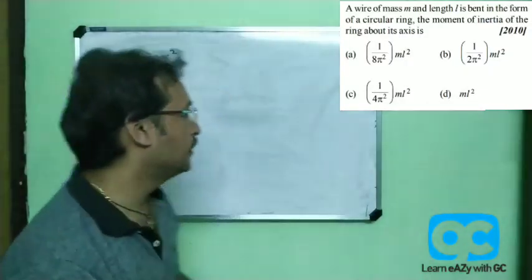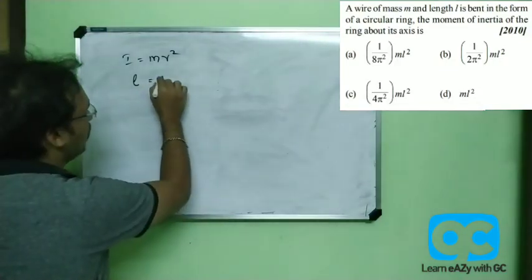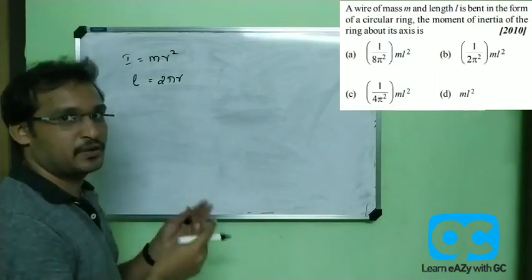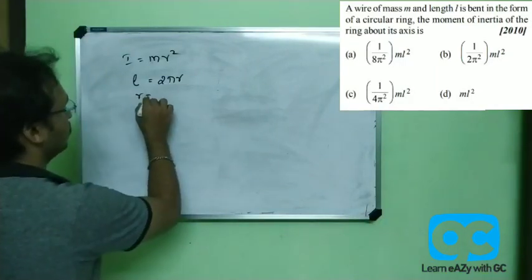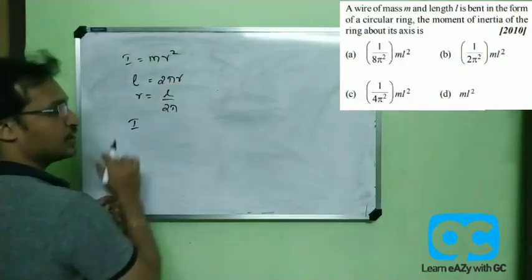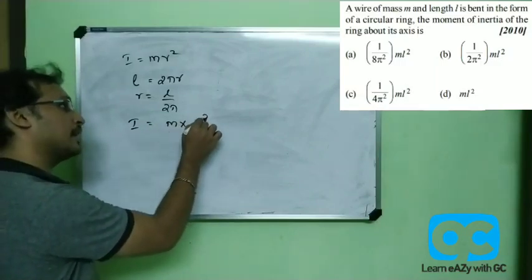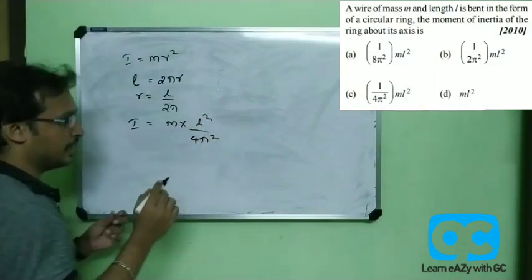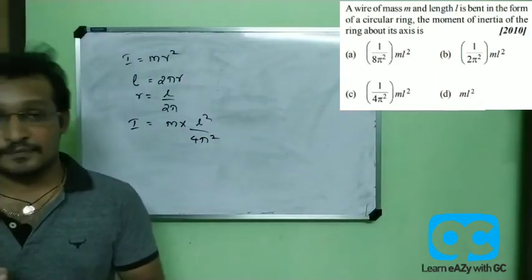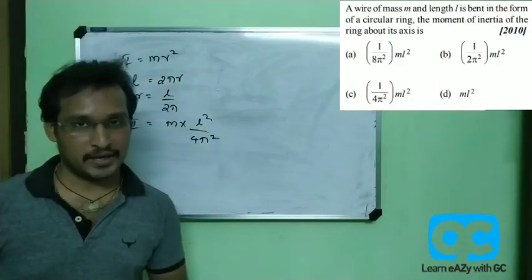The total length of wire is given by L, and when it is bent to form a ring, its perimeter will be equal to L, so 2 pi R equals L. So what is R equal to? L by 2 pi. Then substitute the value of R in this equation. You will get I equal to M into R square, which is M L square divided by 4 pi square. That is option C. Answer is option C. Got it? Okay, next question.